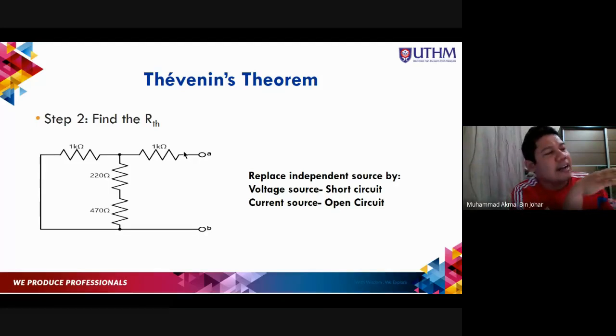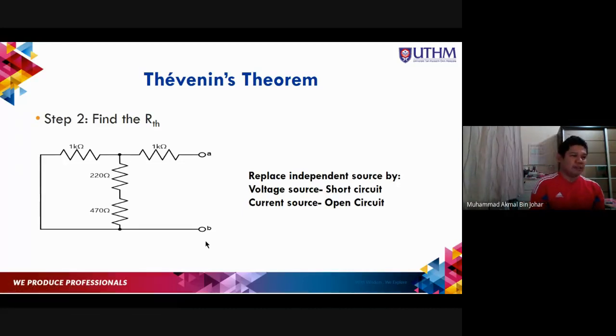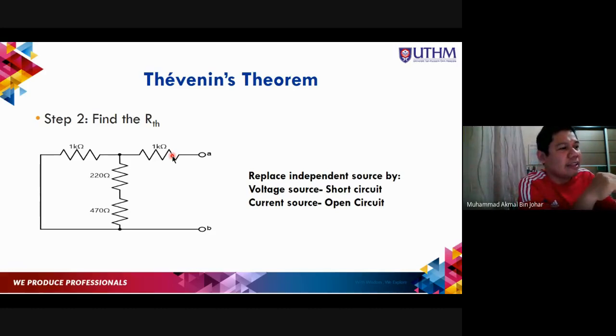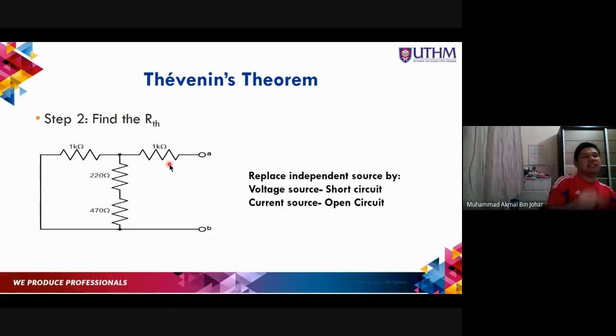So what do we need to do? We need to calculate the total resistance from port A and port B. Will the 1 kilo ohm play a role now? Will this 1 kilo ohm be used to calculate R Thevenin now? The answer is yes. The 1 kilo ohm from port A to node 1 still needs to be considered in this calculation of R Thevenin. So voltage source, you replace with a short circuit, and current source, you replace with an open circuit.